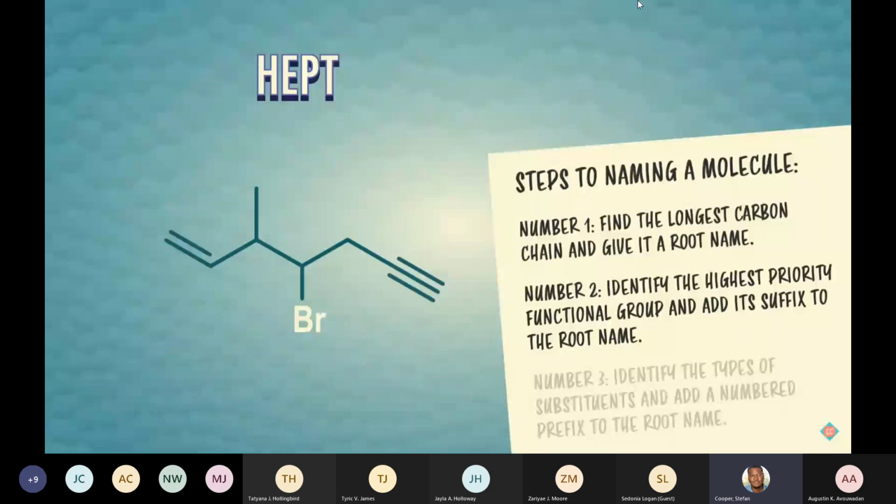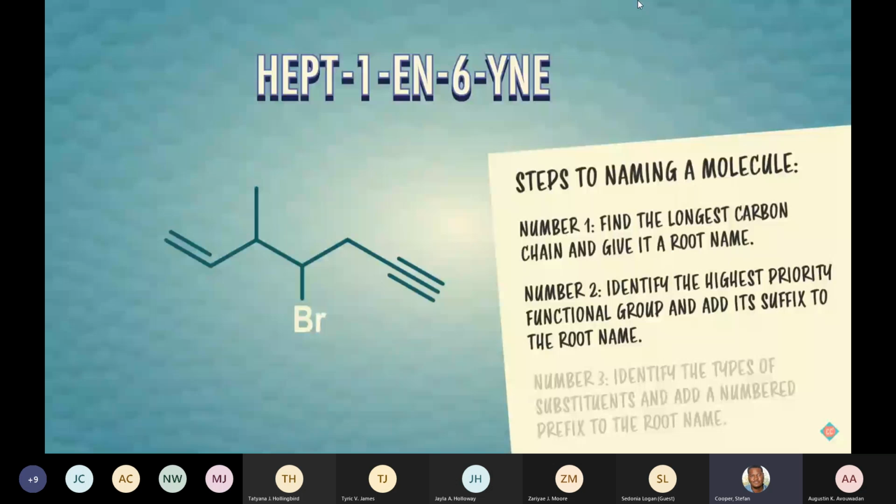We'll count from both ends to see what's up. And look, because the alkene and alkyne tie for the lowest number, the alkene wins. So we'll use the numbering where the double bond is lower. Now we have to name our double and triple bond functional groups. And the alphabetical order rule still applies here. So with the root and suffix combined, we have hept-1-ene-6-yne.